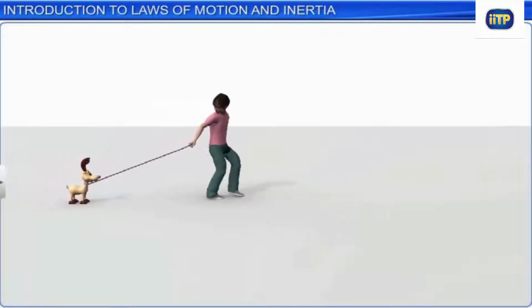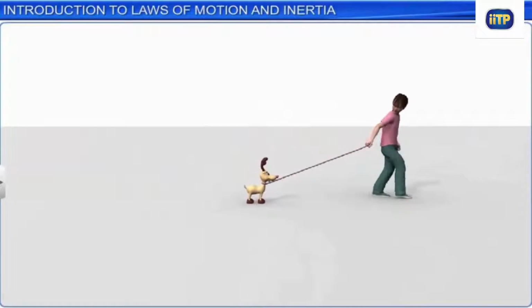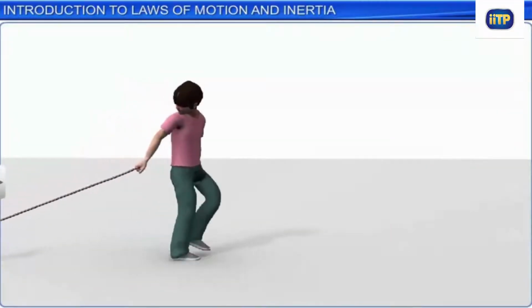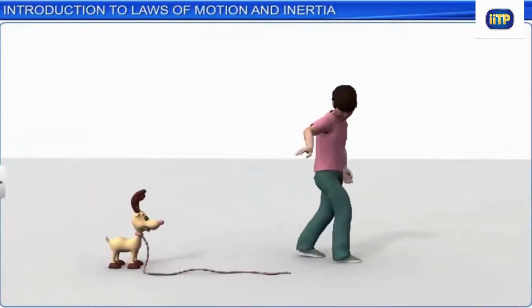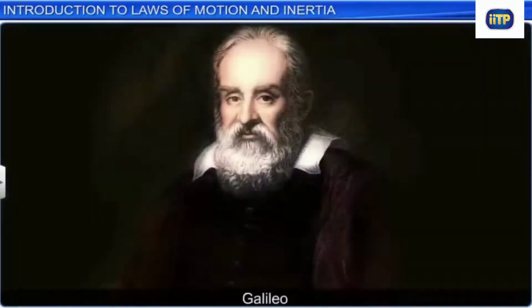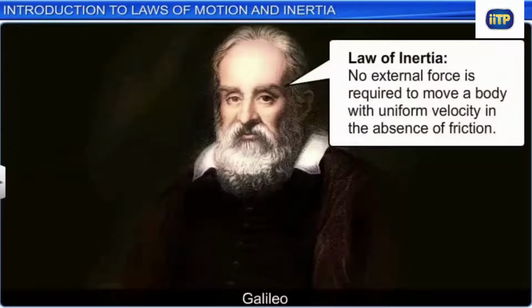This is an example from our existing world. Now, let us go into a virtual world where there is no friction of any kind. Then the boy need not apply any force to keep the toy moving with uniform velocity. This is exactly what Galileo said. Galileo proved that no external force is required to move a body with uniform velocity in the absence of friction. Galileo conducted two simple experiments before postulating the law of inertia.